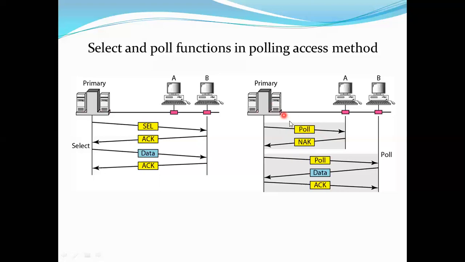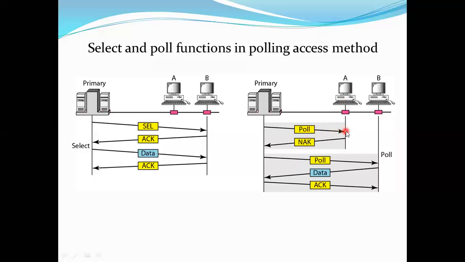If the primary wants to receive the data, it asks the secondary devices if they have anything to send. This is what we call a poll. If you take this particular example, this is a primary station, and it wants to receive the data. It sends the poll frame, sent to station number one. Part of the poll frame contains the address of the station, the destination address.